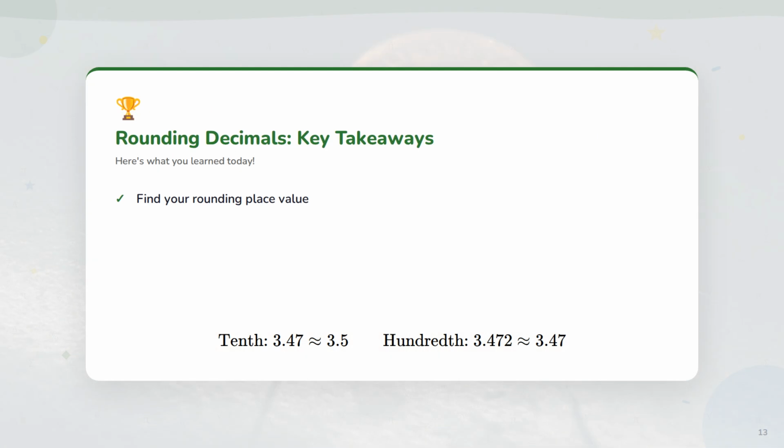Awesome work today, everyone. Let's recap what we learned. When rounding decimals to the nearest tenth, find the tenths digit and check the hundredths digit to decide. When rounding to the nearest hundredth, find the hundredths digit and check the thousandths digit. The golden rule never changes. 5 or more, round up, 4 or less, keep it the same. Then drop everything after your rounded place. Practice these steps with a few problems tonight and you'll have it down in no time.